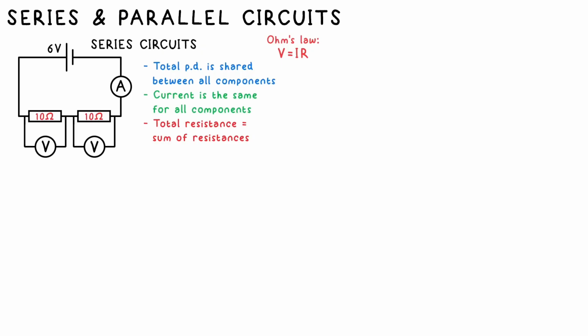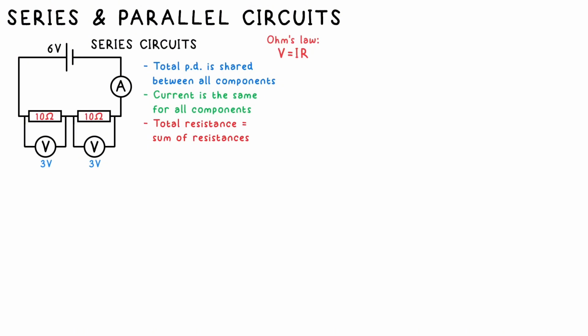If these resistors are the same, let's say 10 ohms each, then that 6 volts total PD from the battery must be shared between them. So if we put a voltmeter across each of these, they'd both read 3 volts. It wouldn't matter what resistance these resistors are. They could be 1,000,000 ohms each. If they're the same, then that total PD is shared equally. By the time the electrons leave the second resistor, they have to have lost all 6 volts worth of energy, ready to go back to the battery to be refilled.